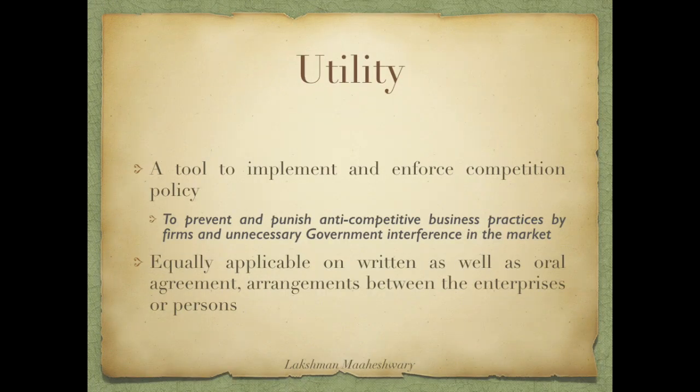It is a very important tool to implement and enforce competition policy. The aim is to prevent and punish anti-competitive business practices by firms and unnecessary government interference in the market. It is equally applicable to written as well as oral agreements between the enterprises or persons.